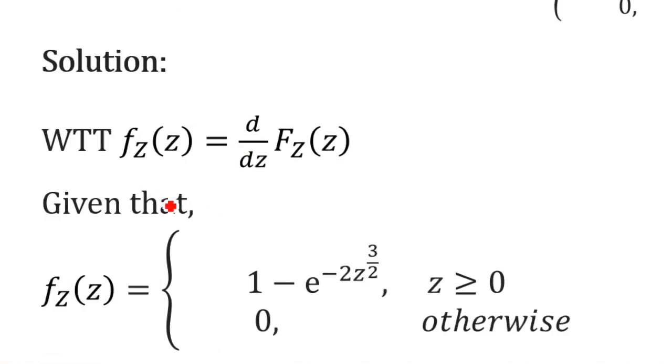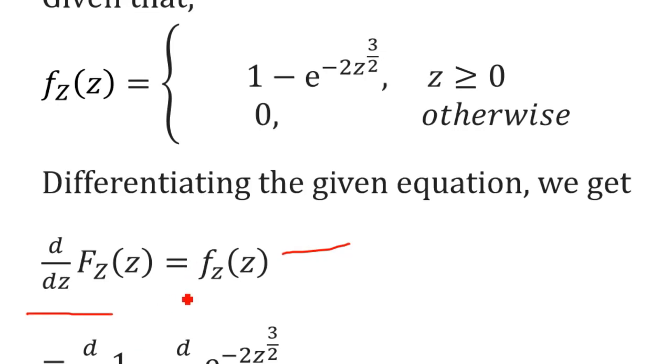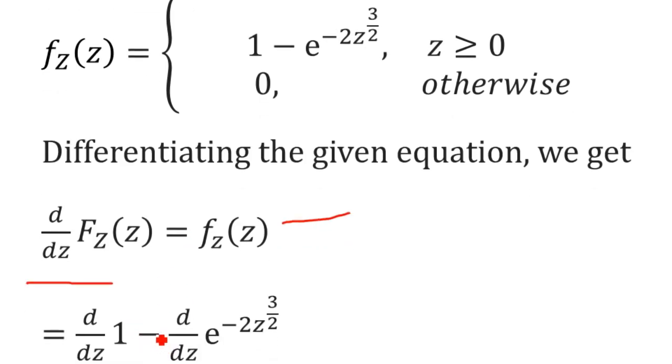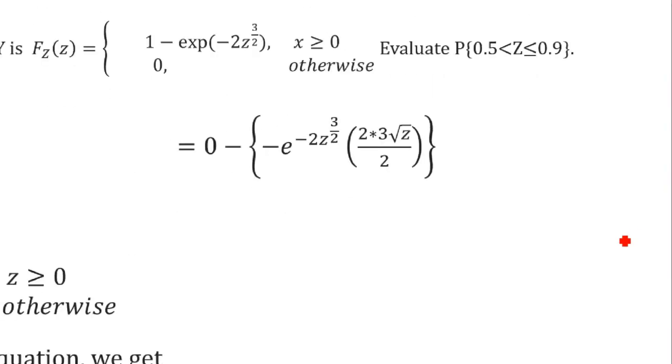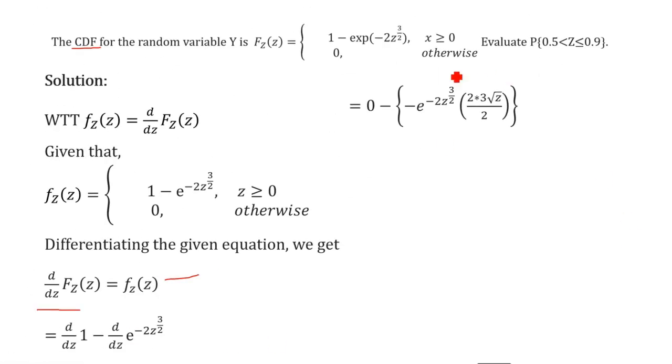So the differentiation of 1, and the differentiation of e to the power minus 2 into z to the power 3 by 2. What is the differentiation of 1? It is 0. The minus sign is written as it is. Then inside the bracket, the differentiation of this complete term. The minus sign is written as it is because the differentiation of e to the power minus ax equals minus a into the differentiation of e to the power ax.